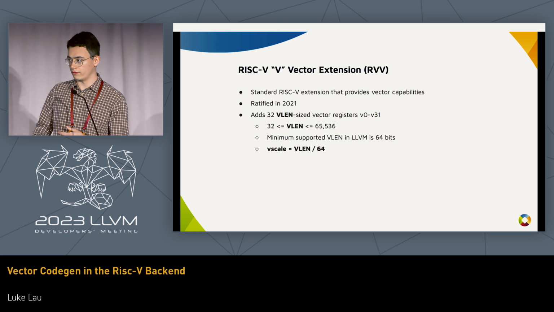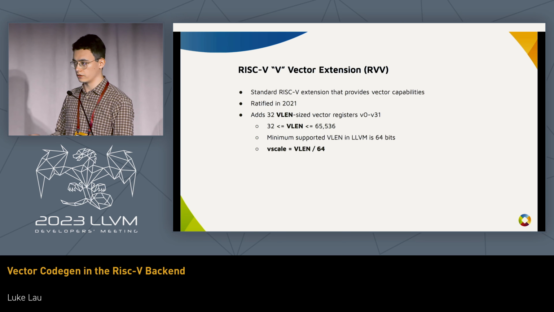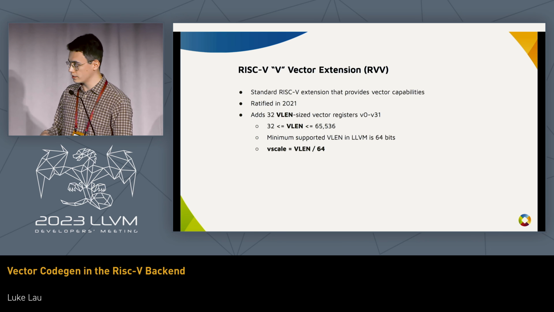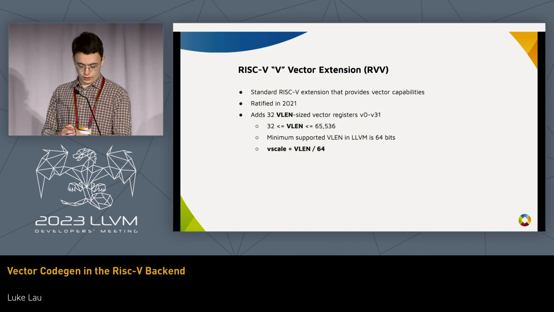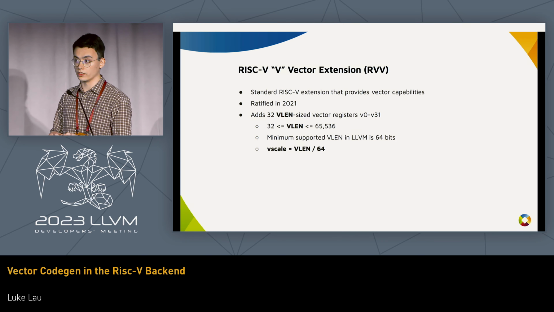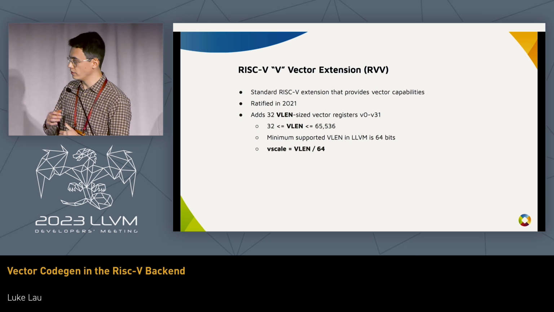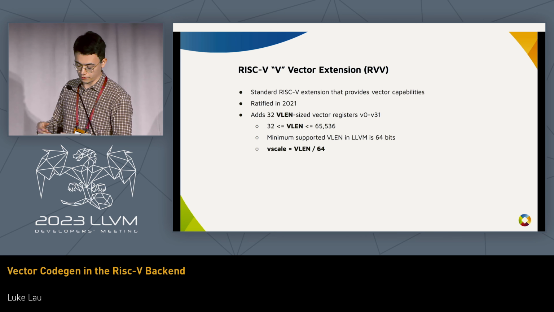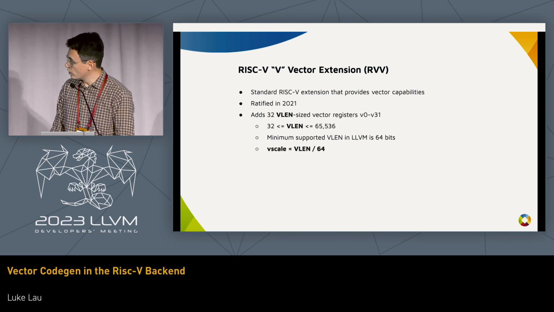And that brings us to the RISC-V vector extension, because it's pretty similar to ARM SVE. It also has scalable vectors, and they can be anything from 32 bits all the way up to 64 kilobits in size. They can be really, really big. Although in theory the theoretical minimum size of a vector register according to the specification is 32 bits, in LLVM the minimum size that we support is 64 bits. I believe this is just out of pragmatism more than anything else. So we define vscale on RVV as the size of the vector register in bits, which we call VLEN, divided by 64.